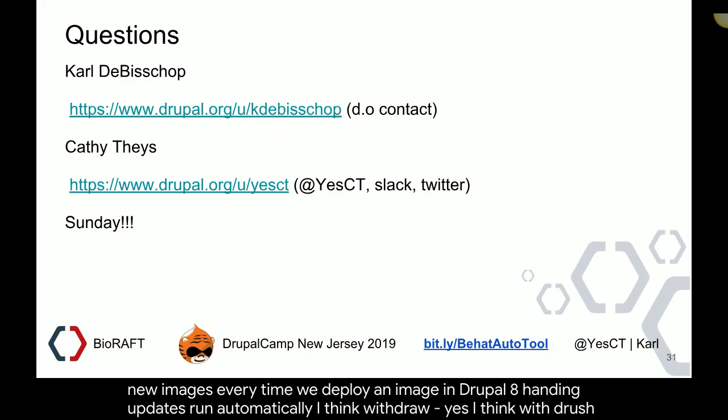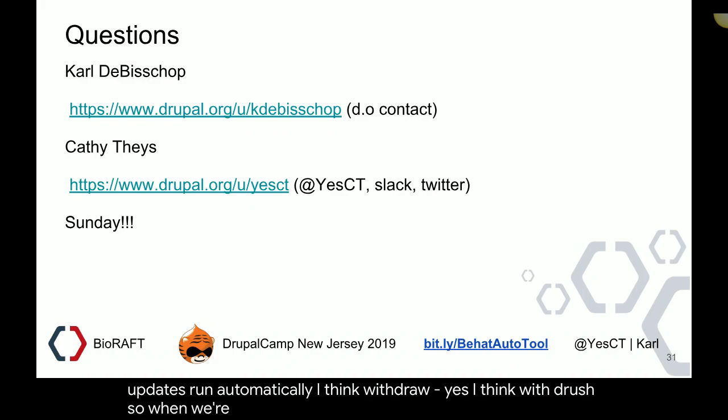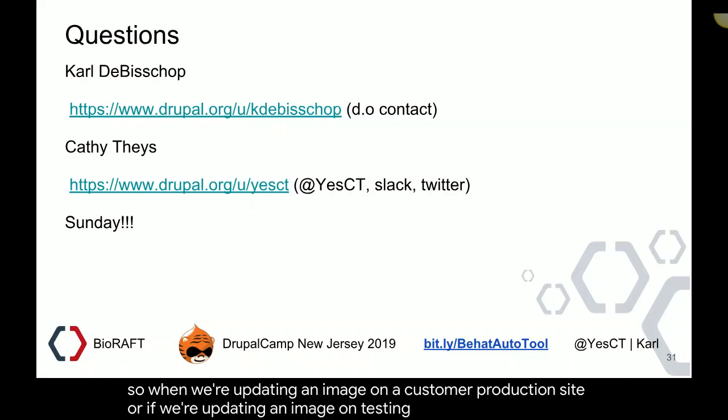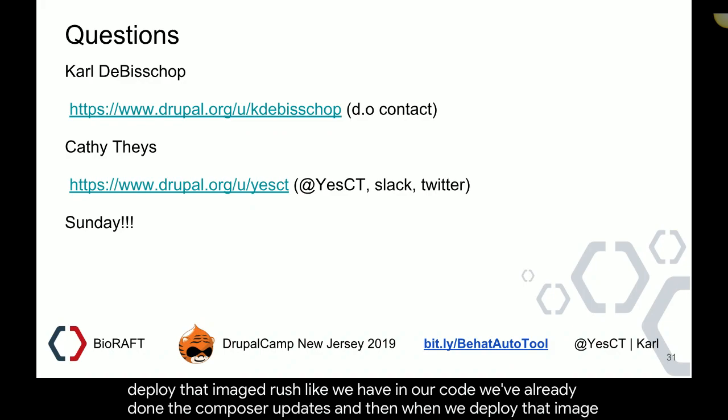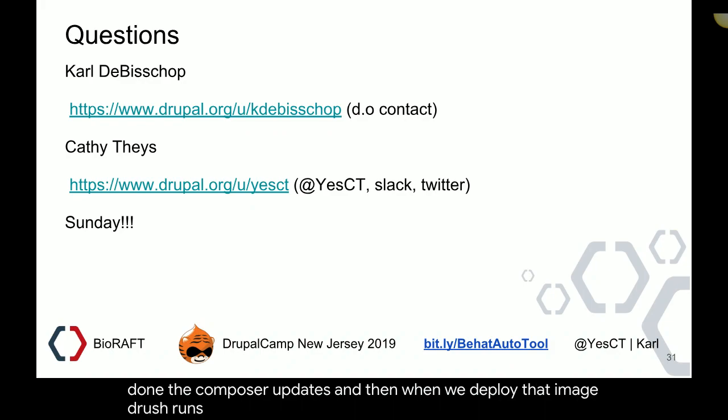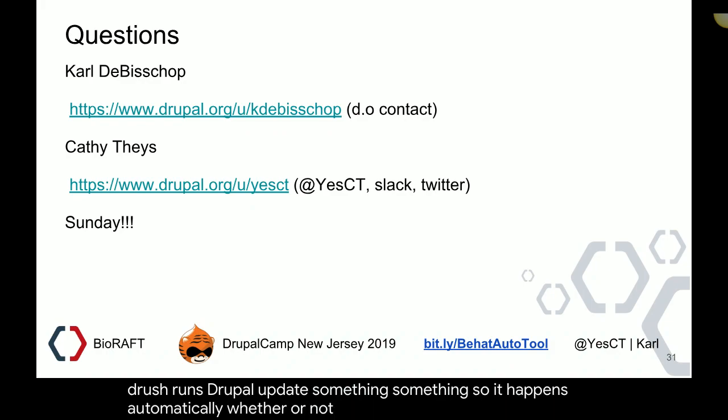I think with drush. So when we're updating an image on a customer production site, or if we're updating an image on a testing staging site, when we deploy that image, drush, like we've in our code, we've already done the composer updates. And then when we deploy that image, drush runs Drupal update something something. So yeah. It happens automatically whether or not we want it to.